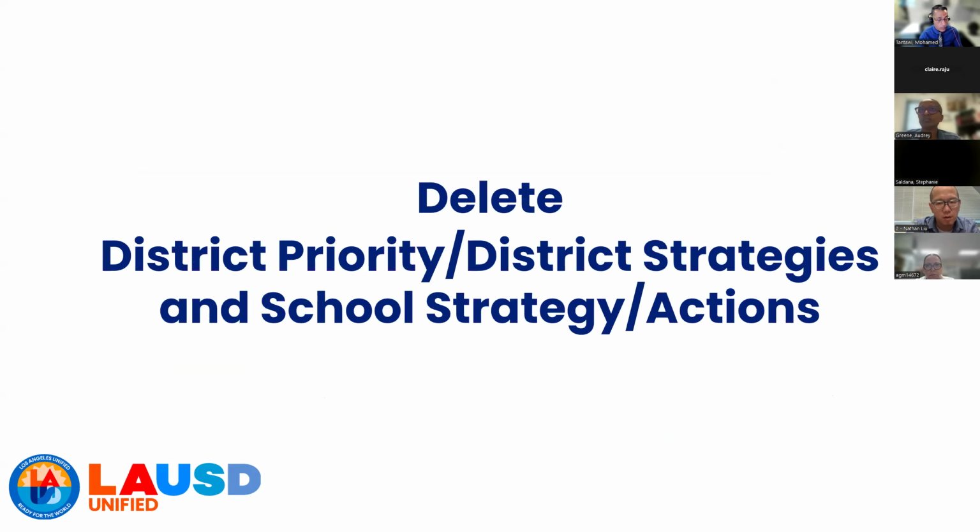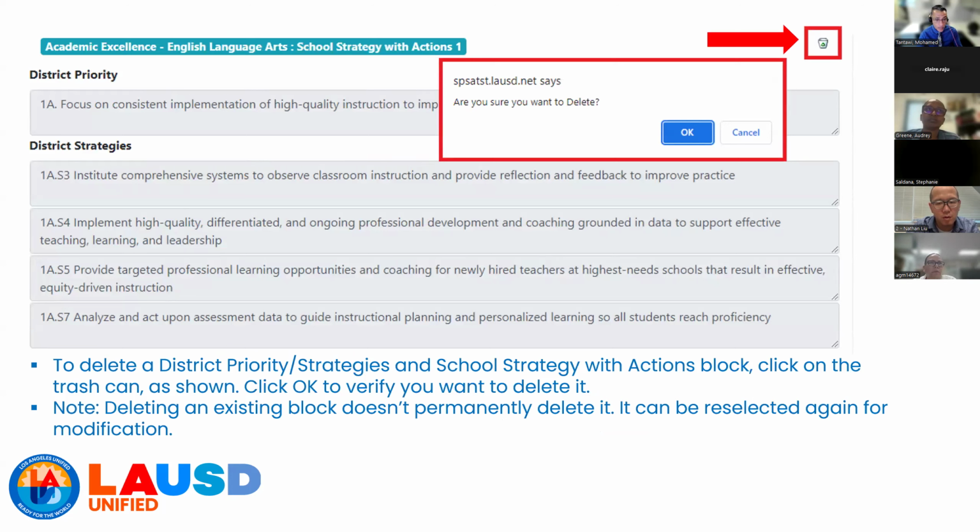The last thing I'll review is how to delete a strategy block entry. If you selected, again, either a new or modified district priority strategies and school strategy actions, but decide later you want to remove it from your modification, click on that trash can and then confirm you want to delete it. And once again, if it's an existing strategy that you're modifying, it is not permanently deleted. You can reselect it again, but if it's a brand new one, it will be permanently deleted.